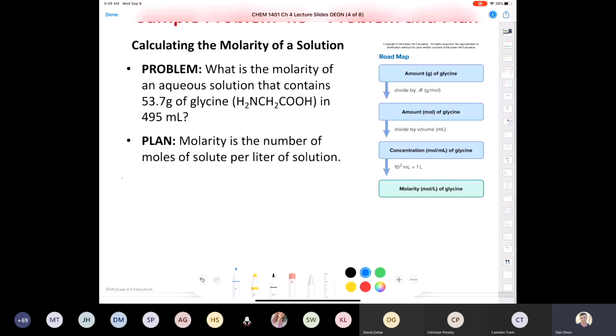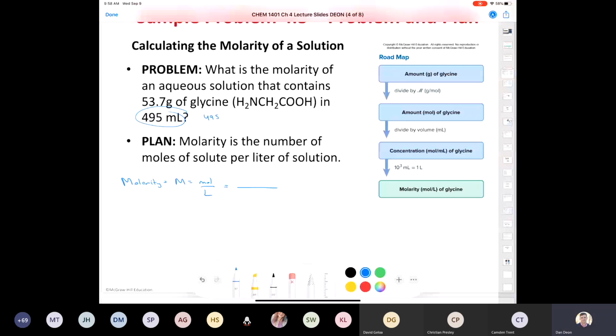So let's write out our formula. Molarity, big M, equals the number of moles divided by the volume in liters. The good news is we already have the volume. Can you convert 495 milliliters into liters in your head? How many liters are there in 495 milliliters? Again, not a trick question. 0.495. Yeah, you just divide by 1,000. I've shown you the dimensional analysis here, so we can put 0.495 in our denominator.